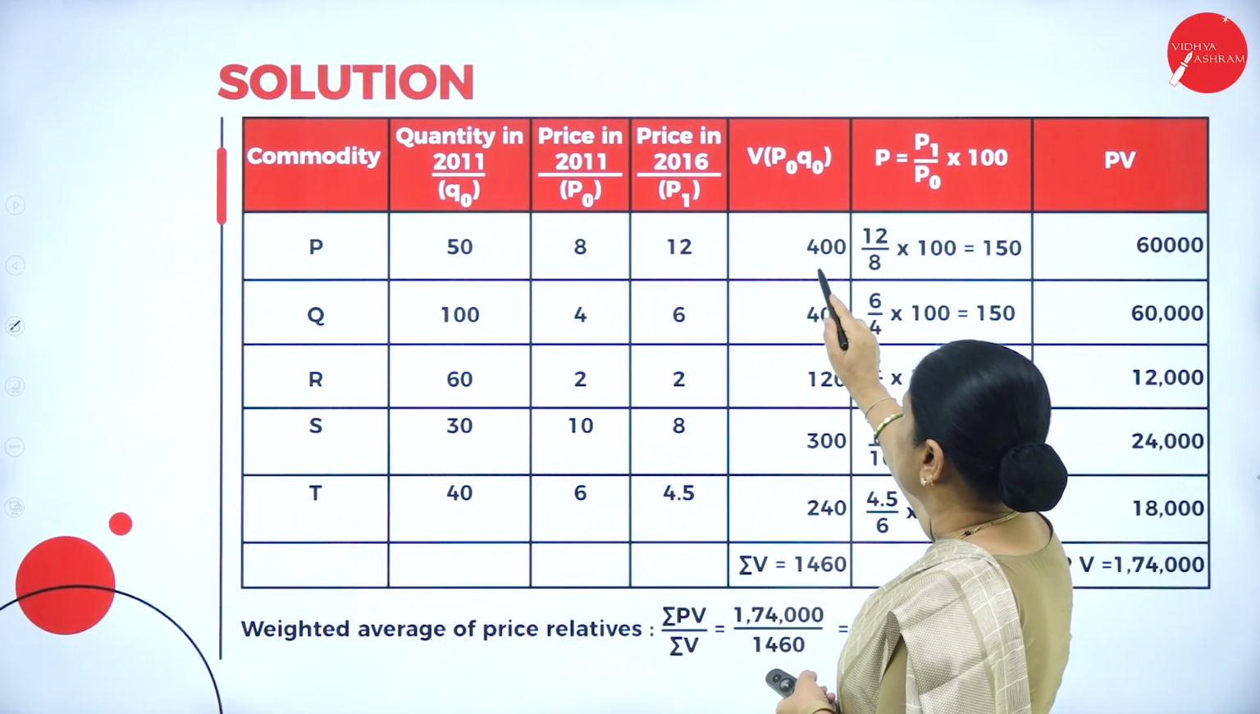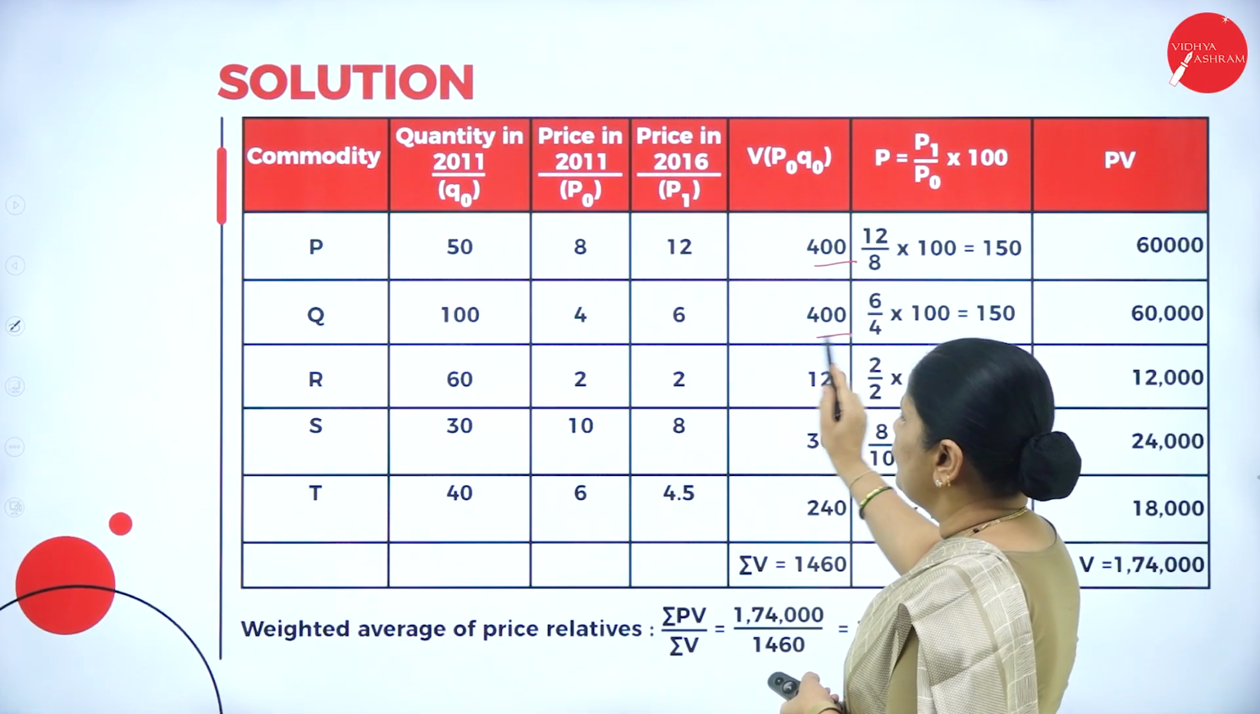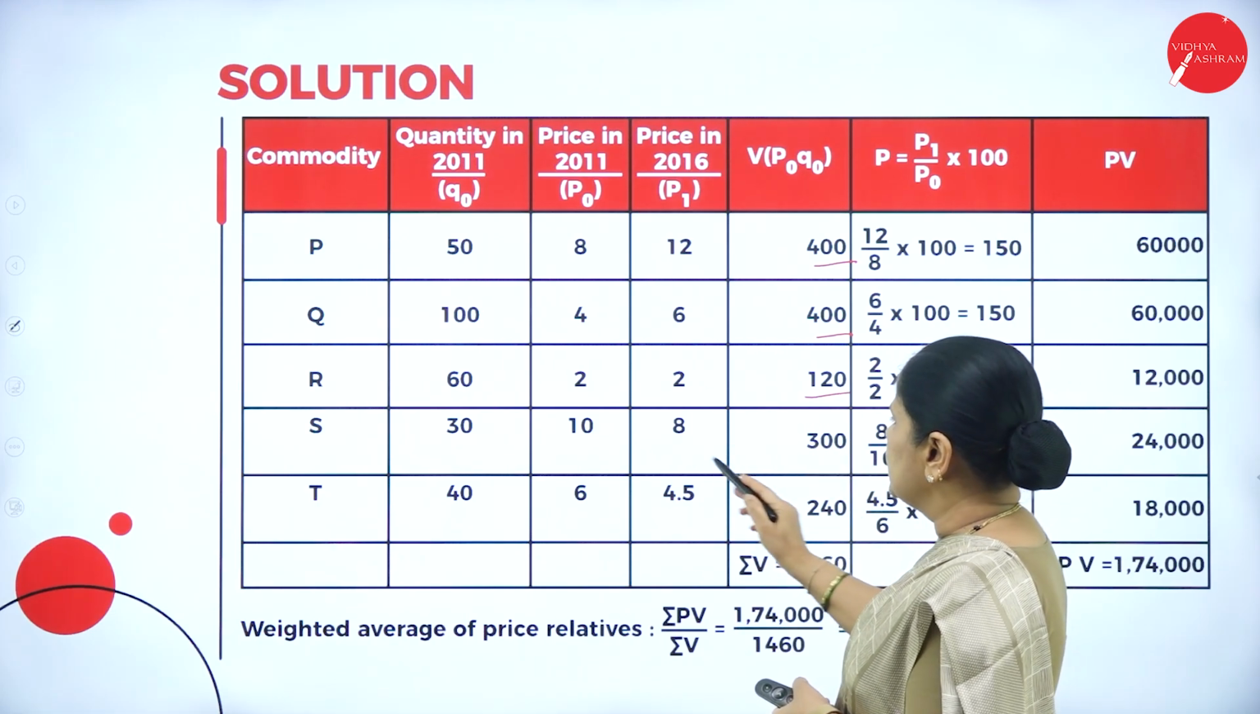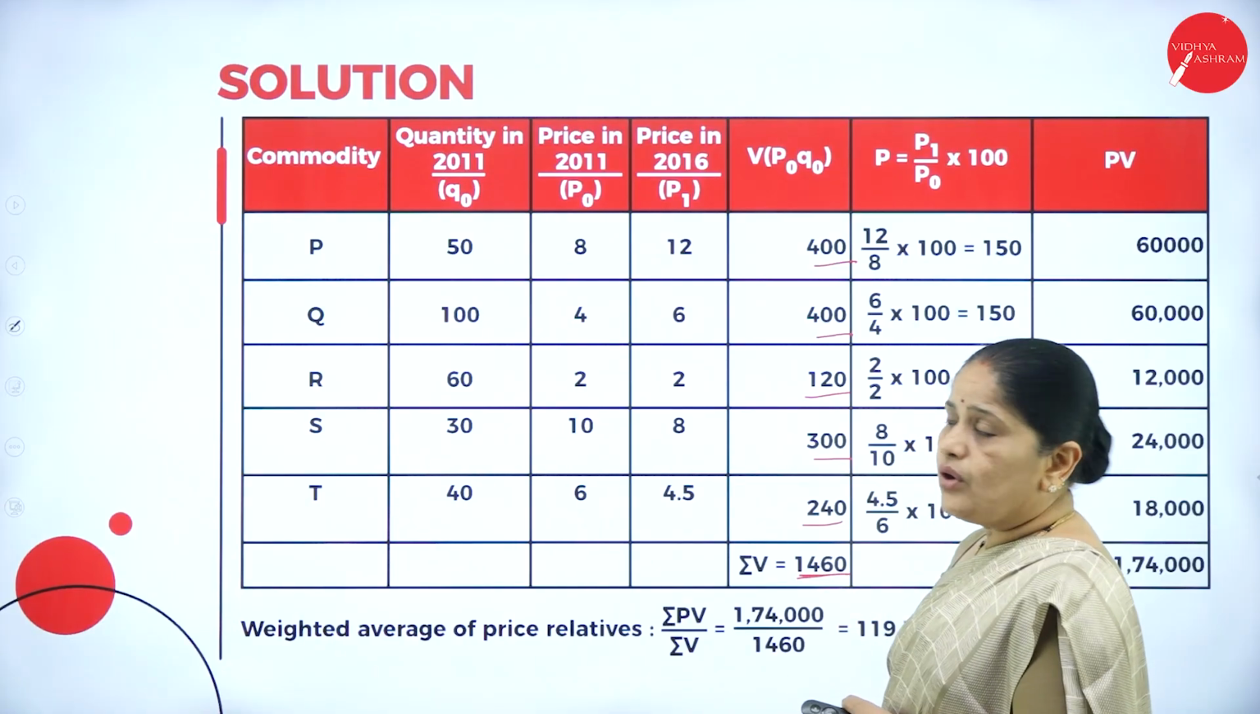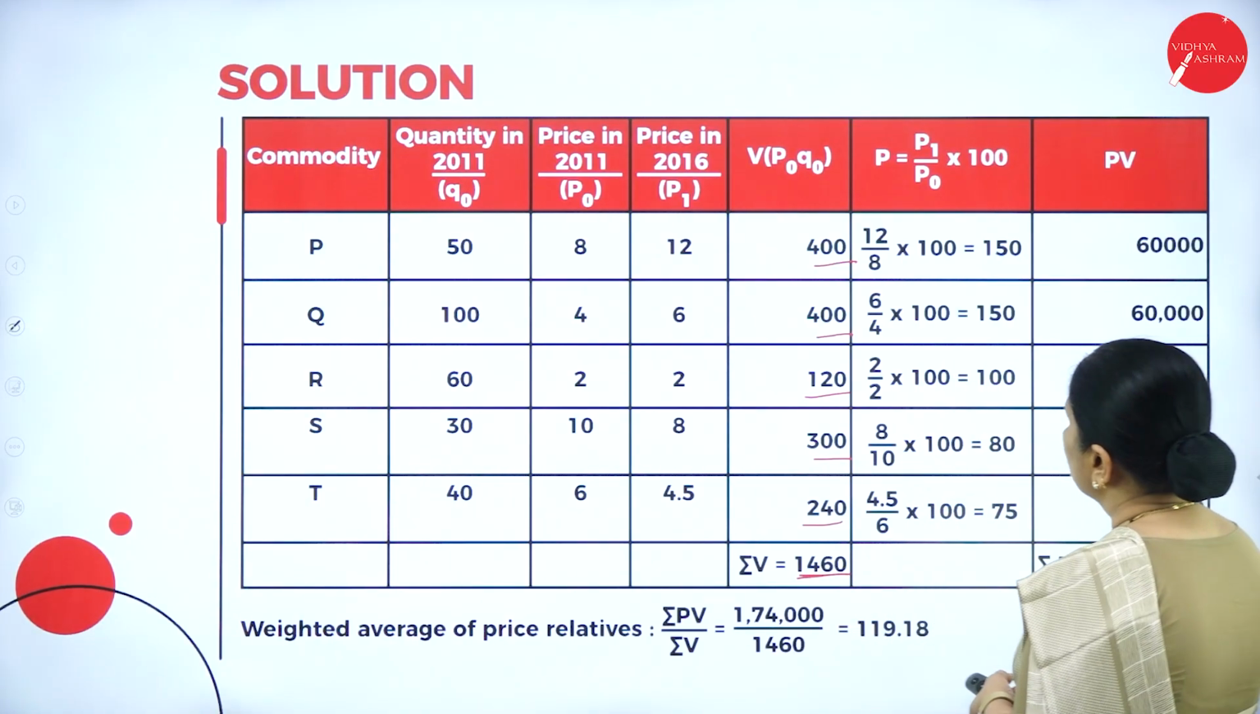So 50 into 8, 400; 100 into 4, 400; 60 into 2, 120; 30 into 10, 300; 240. So total is 1460.